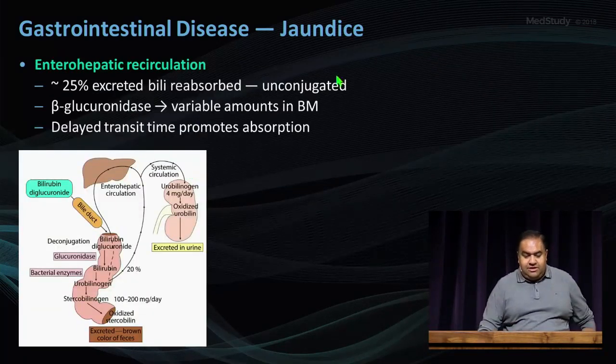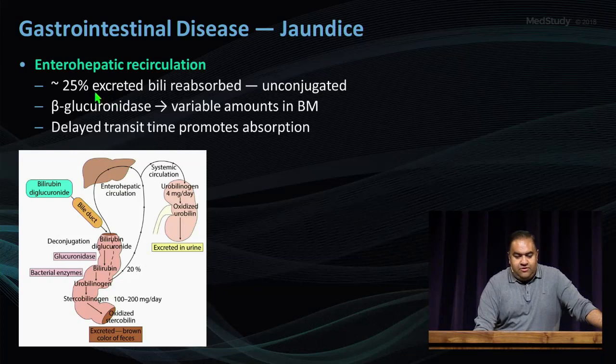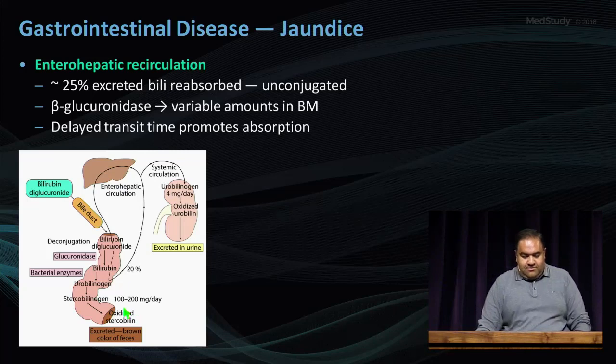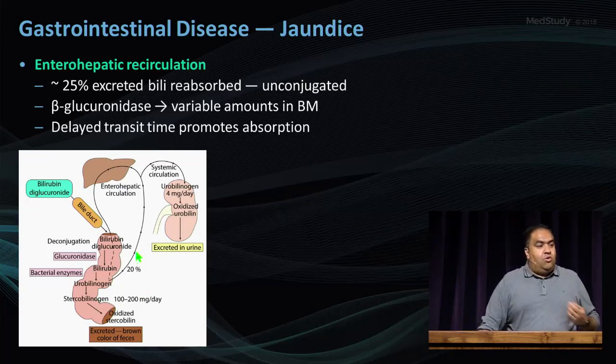The enterohepatic recirculation, then 25% is excreted. The bilirubin is reabsorbed, unconjugated. So that beta glucuronidase that we talked about is in variable amounts in the BM. And so here's that bilirubin diglucuronide breaks down to bilirubin, to urobilinogen, to stercobilinogen, and then it's oxidized to stercobilin that gives you that brown feces color. And so it's converting it over into a water-soluble form. It's exactly what the phototherapy light is doing.